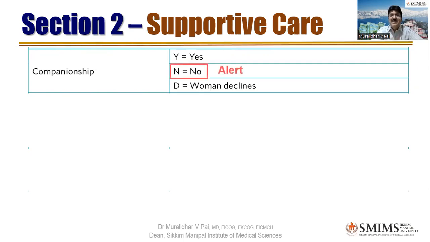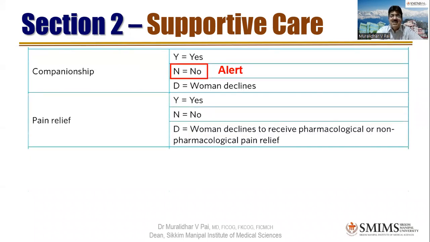So what is the alert here? If you write N, no companions, it means it's an alert. The second observation is pain relief. Yes means Y, N means no, D means the woman declines to receive pharmacological or non-pharmacological pain relief. Some people feel that I have to go through the pain, then only I'll be satisfied as a mother. I don't know, maybe. So here again, if you write N, it's an alert.